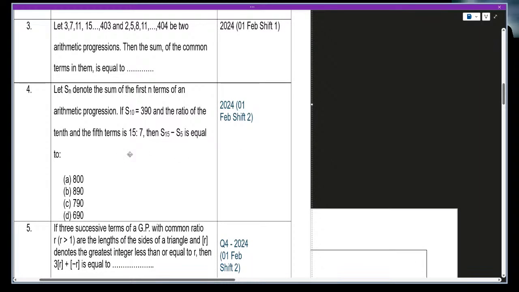Number 4. This problem sheet is already shared with you. Start. Sn denotes the sum of the first n terms of an AP. S10 equal to 390. The ratio of the 10th and 5th terms is given. Then what is the value of S15 minus S5? Not a difficult sum. This JEE sum you can complete with your class 10 performance only. Isn't it? Something like that.